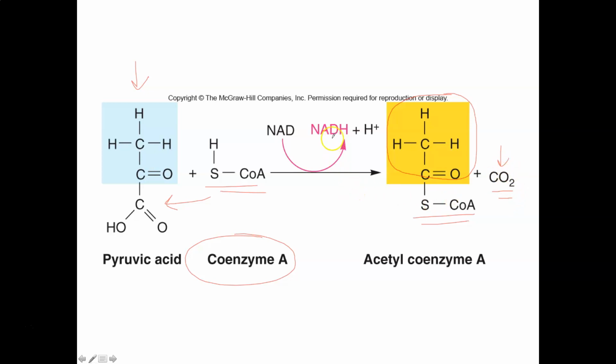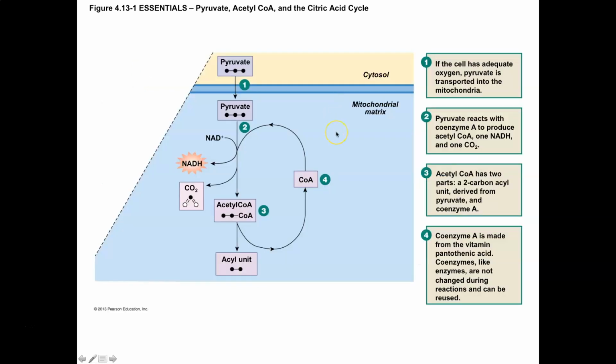In doing so, you are making another NADH molecule. So you're making another high energy electron carrier. The coenzyme A actually is a derivative of a vitamin. It's derived from pantothenic acid. And that coenzyme A is actually used over and over and over again within the mitochondrial matrix. So if we go back to this diagram, this represents that idea that you can recycle that coenzyme A.